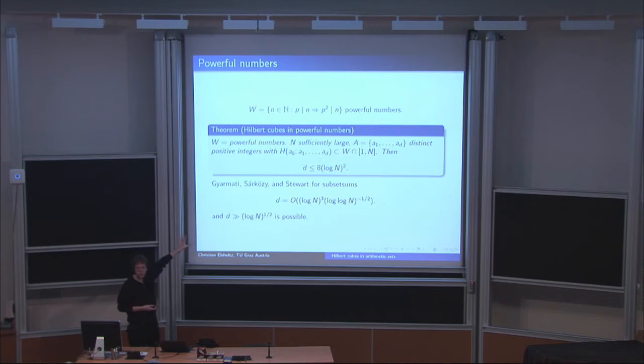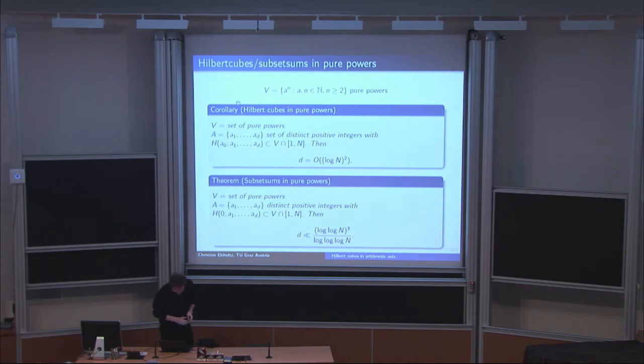But they only were interested in subset sums, and for this type of question, very often it's not exactly similar. Is it almost the same? A Hilbert cube is more general, but is it kind of an easy adjustment or is it a deeper adjustment? So we studied the Hilbert cube, and we show in a later slide there could be a huge difference in the two questions, namely on pure powers. So just the exponent is at least 2 and the base is at least 2. So what's the largest size of a Hilbert cube in pure powers?